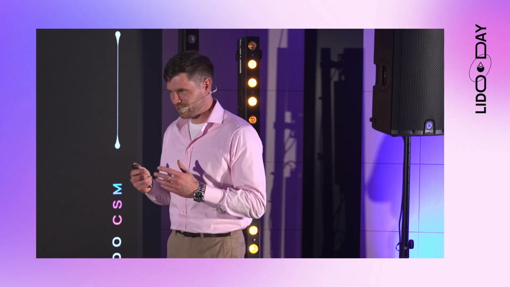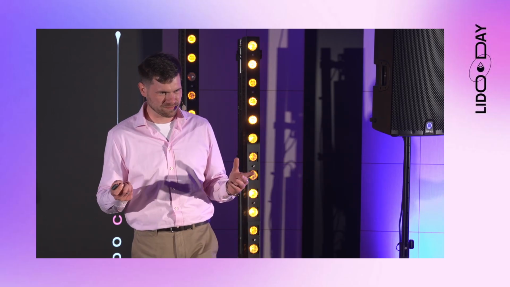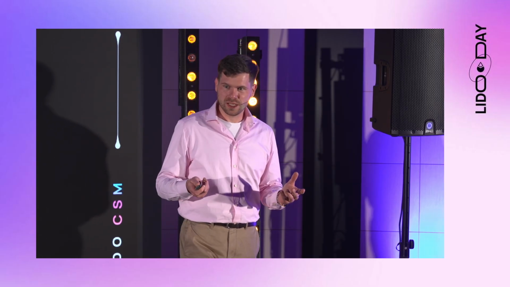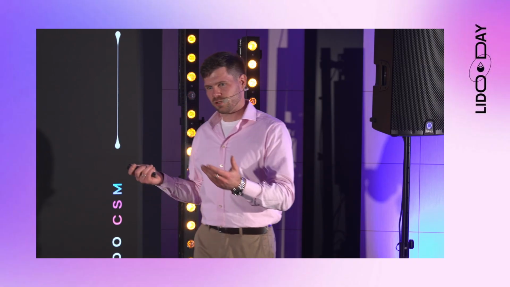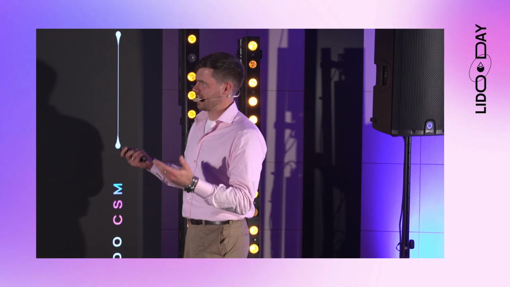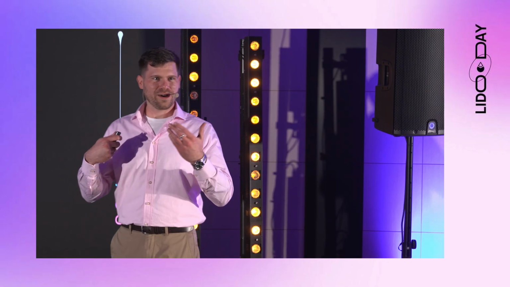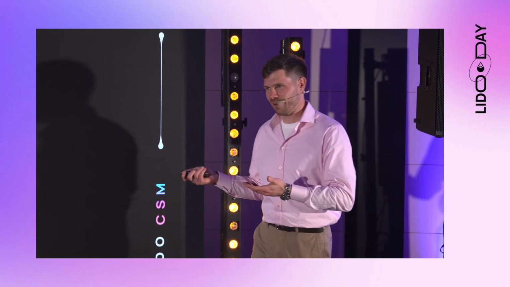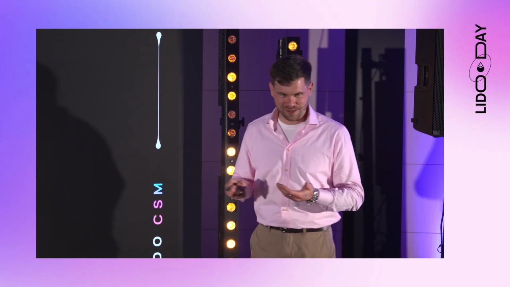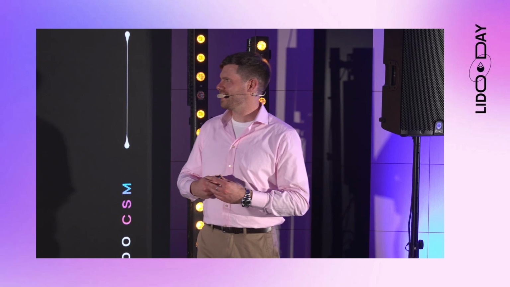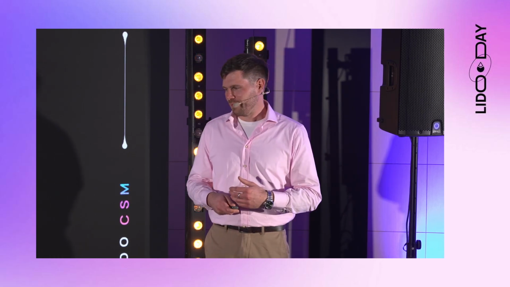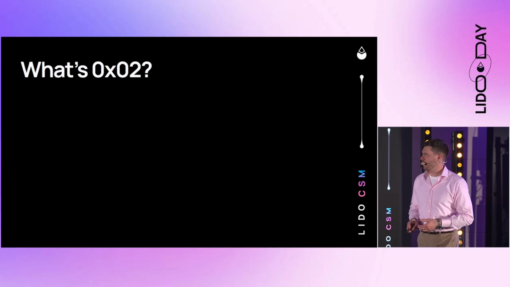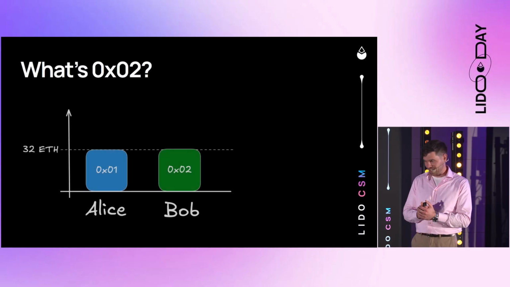First, what 0x02 is. 0x02 is the decimal digit 2 written in a hexadecimal form, or as we all like it, bytes. So your Ethereum address, for example, is a hexadecimal form of a number, and this is the way you write the decimal digit 2 in a hexadecimal form. But we're not going to be talking about that today.